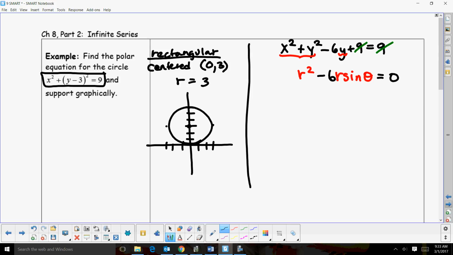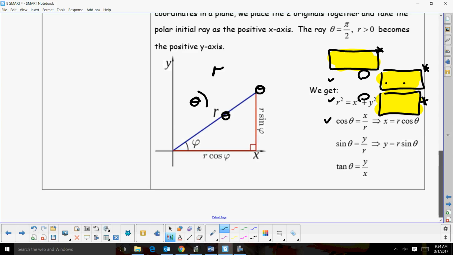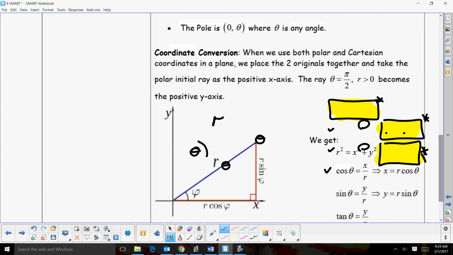So I used what y equals. Remember back here? Well, why do I do this? Okay, but remember right here? That's what I used.